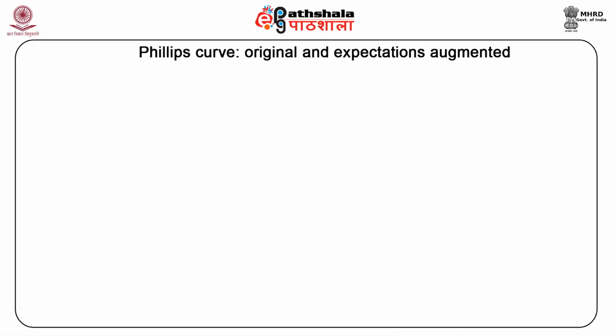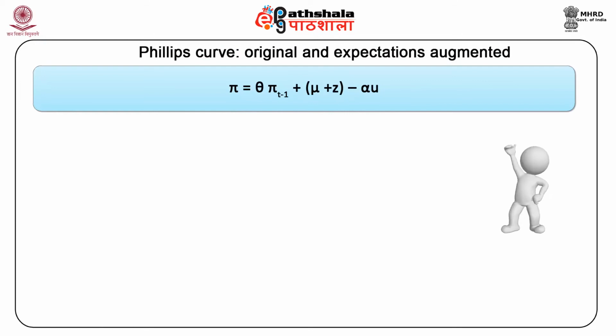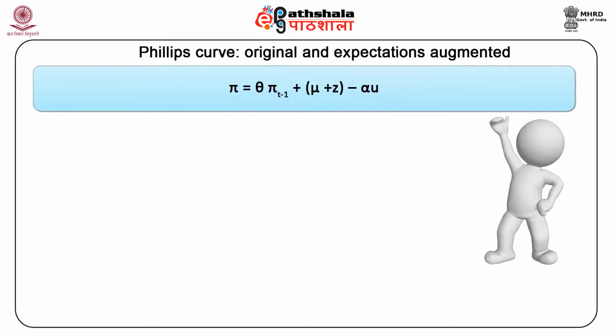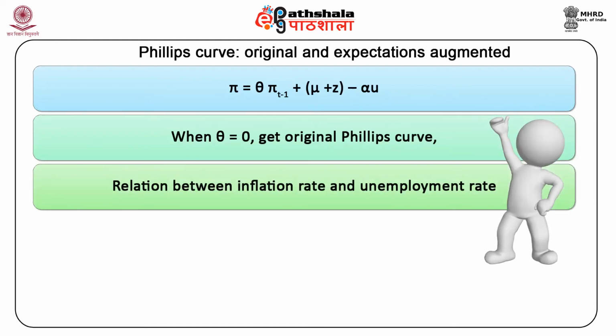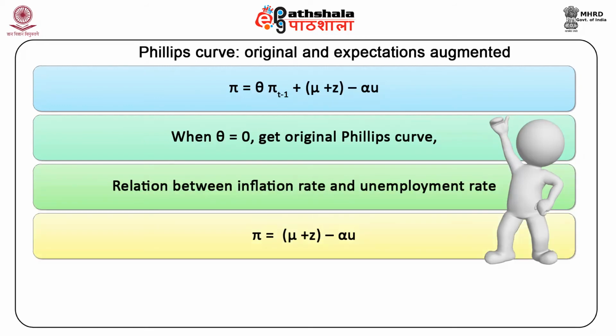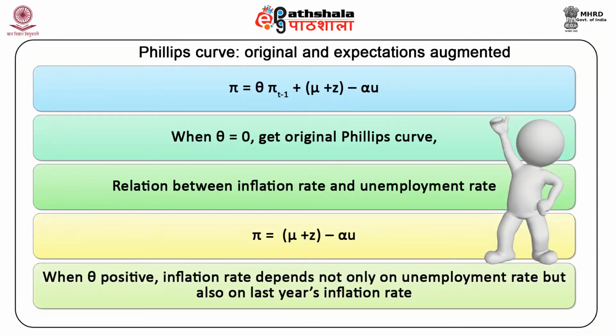Using previous equations, inflation is equal to theta times inflation in time t minus 1, plus mu plus z, minus alpha u. When theta is equal to 0, we get the original Phillips curve, a relation between inflation rate and unemployment rate: inflation is equal to mu plus z minus alpha u. When theta is positive, the inflation rate depends not only on the unemployment rate but also on last year's inflation rate, as depicted in this equation.